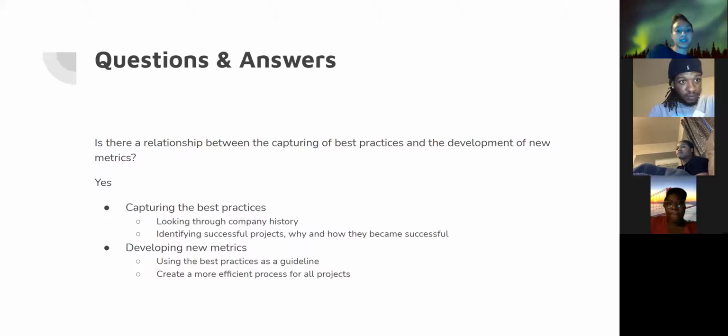So for the first question, is there a relationship between capturing of best practices and the development of new metrics? I said yes. For capturing the best practices, you're basically looking through company history and identifying their successful projects and why and how they became successful. And when you're developing the new metrics, you're using those best practices that were found as a sort of guideline for future projects. So it can basically create a more efficient process for all of the projects to come.